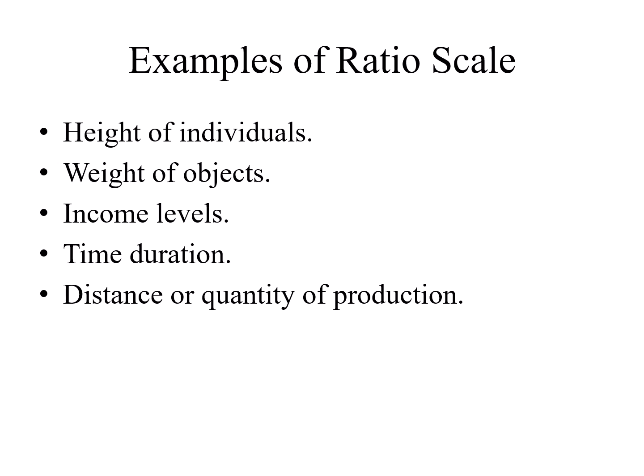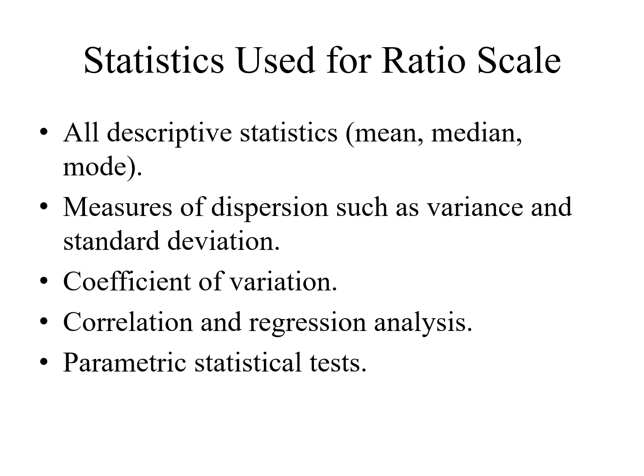Examples of ratio scales which I have already said. Statistics used for ratio scale. Ratio scale data allows almost all types of statistical analysis. Researchers can use mean, median, and mode, variance and standard deviation, correlation and regression, parametric statistical tests. This scale provides the most complete and flexible measurement for quantitative analysis.